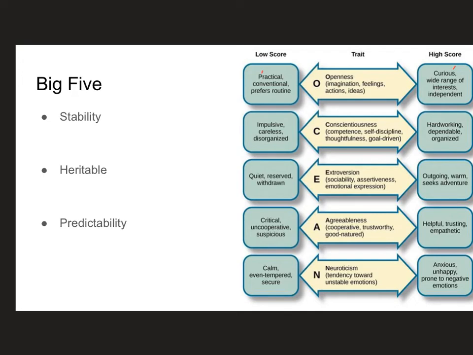And then the last one is neuroticism. If you score very low on this, that's actually a good thing. So this is kind of the oddball out here. You are calm, even-tempered. If you score very high, you tend to be very anxious and unhappy.